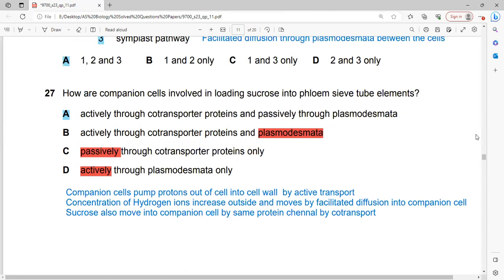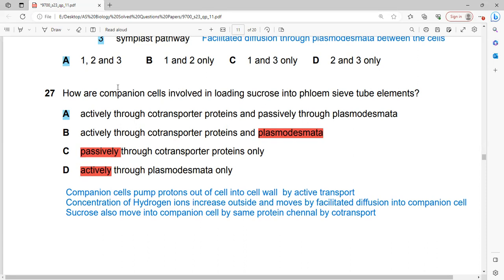How is the companion cell involved in loading sucrose into the phloem sieve tube element? How is it responsible for loading the sucrose? First, the companion cell pumps hydrogen ions, or protons, outside of the cell into the cell wall to increase the concentration of hydrogen ions outside. And this hydrogen ion starts moving from outside into the companion cell. In the same way, the sucrose follows the same protein channel as a co-transport.